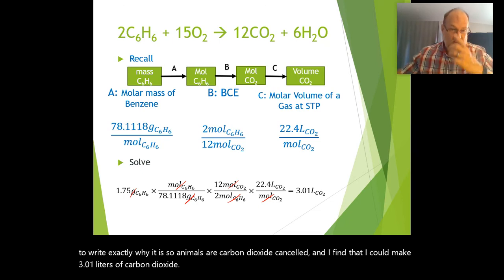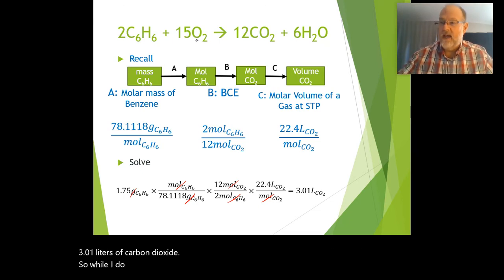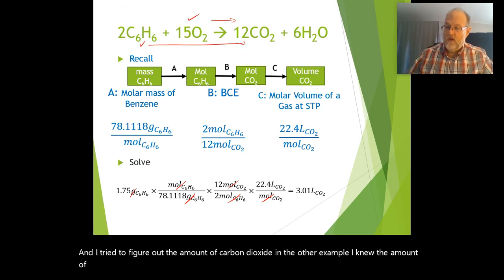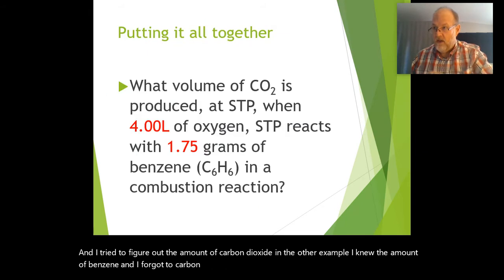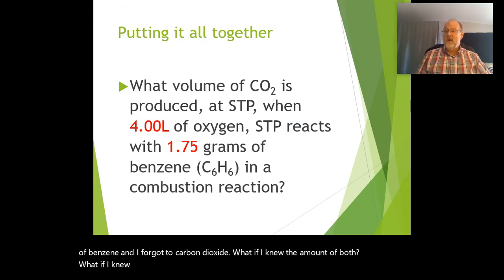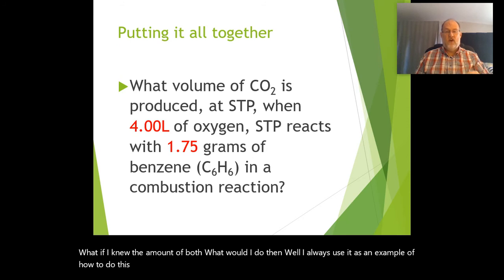So why did I do this? Well, in one example, I knew the amount of oxygen, and I tried to figure out the amount of carbon dioxide. In the other example, I knew the amount of benzene, and I figured out the carbon dioxide. What if I knew the amount of both? What would I do then? Well, I always use an example of how to do this, and I often think in terms of an analogy.